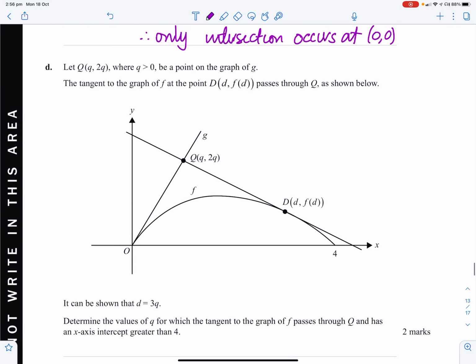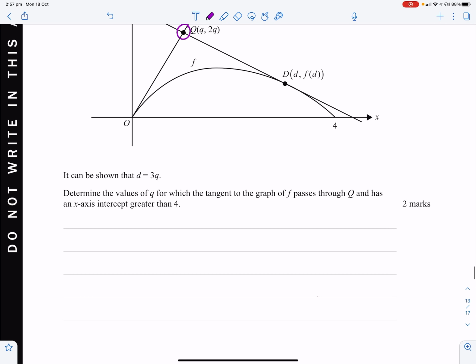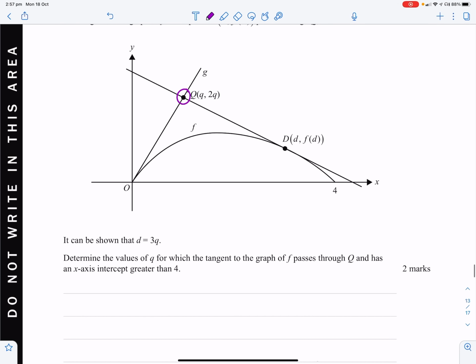Okay. At Q, 2Q, where Q is greater than 0, the point D on the graph of g, the tangent of the graph at the point D passes through Q, as shown below. It can be shown that D is equal to 3Q. So whatever that point is, this one is 3 times as far away from the axis. Determine the values of Q for which the tangent of the graph passes through Q and has an x-intercept greater than 4.